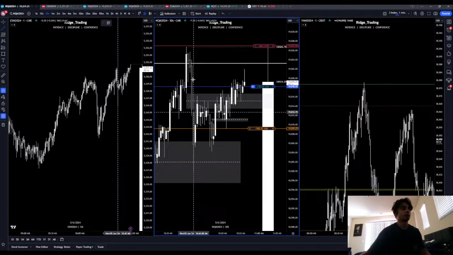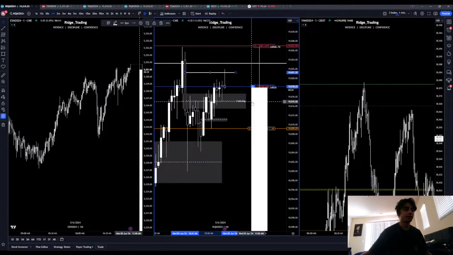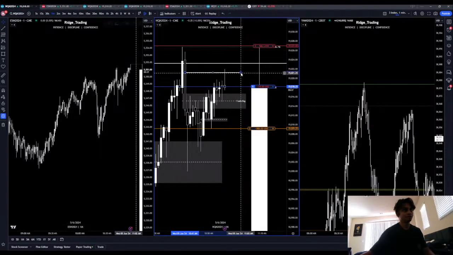So this trade is going to look a lot better if we can get above this. But until then, really anything can happen.